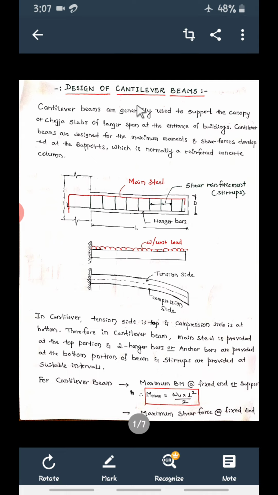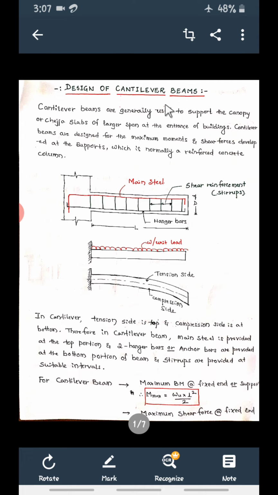First of all, we already know what we mean by a cantilever beam. A beam in which one end is fixed and the other end is free. The beam which is fixed at one end and free at the other end is termed as a cantilever beam.